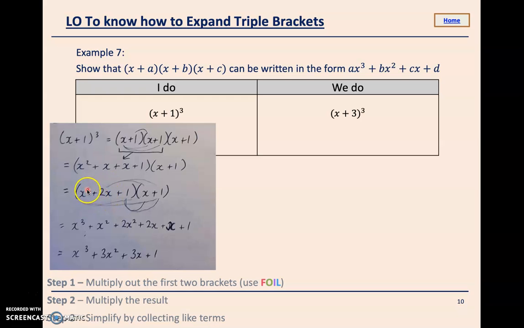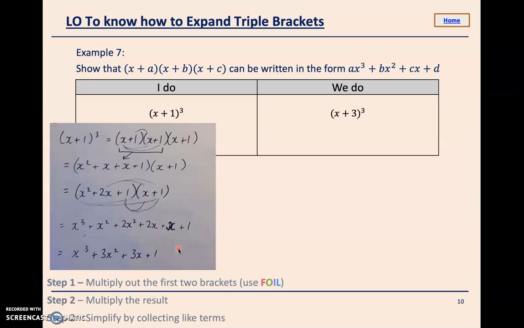We then times everything in our second bracket here by x squared. So it gives us x cubed and x squared. We then times everything in the second bracket by 2x, which gives us 2x squared and 2x. We then times everything in our second bracket by positive 1. So we get x and positive 1. We then collect our terms.